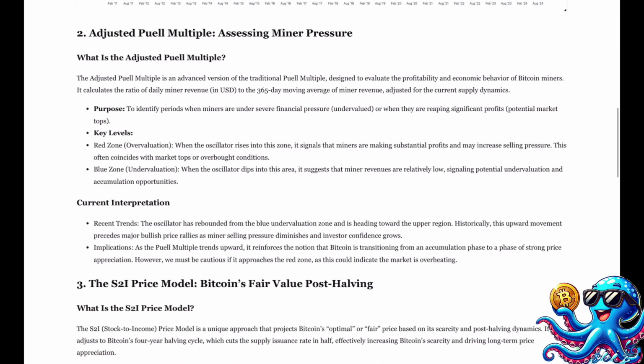2. Adjusted pool multiple assessing miner pressure. What is the adjusted pool multiple? The adjusted pool multiple is an advanced version of the traditional pool multiple, designed to evaluate the profitability and economic behavior of Bitcoin miners. It calculates the ratio of daily miner revenue, in USD, to the 365-day moving average of miner revenue, adjusted for the current supply dynamics.